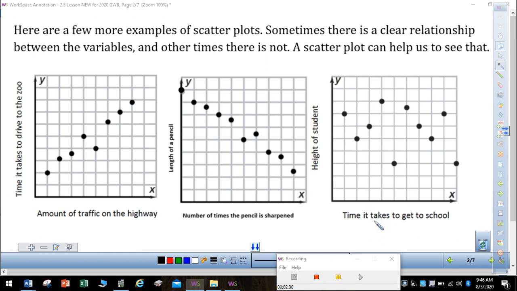In the last scatter plot, we have the time it takes to get to school compared to the height of the student. Notice how there's really no relationship here. The points are just all over the place because it doesn't matter how tall you are to get to school. Time it takes to get to school is probably going to be more related to your transportation form that you use to get to school, how far you live away from the school. So this one really shows that there's no relationship at all.